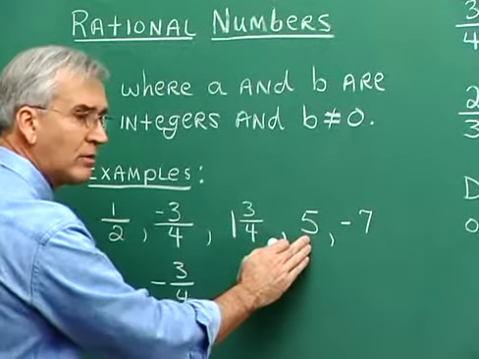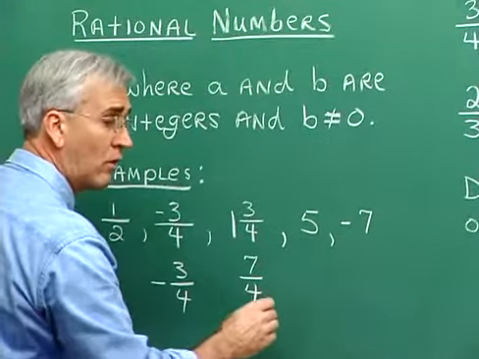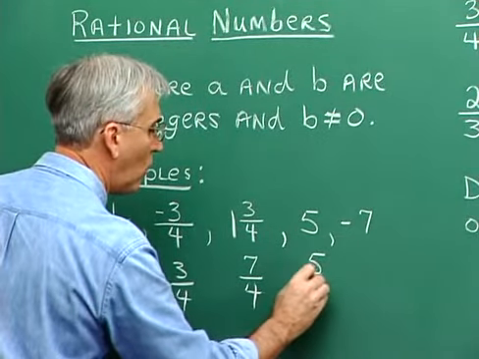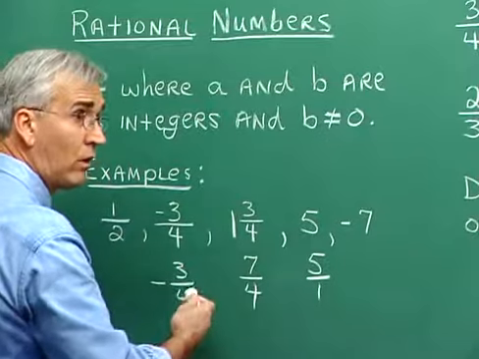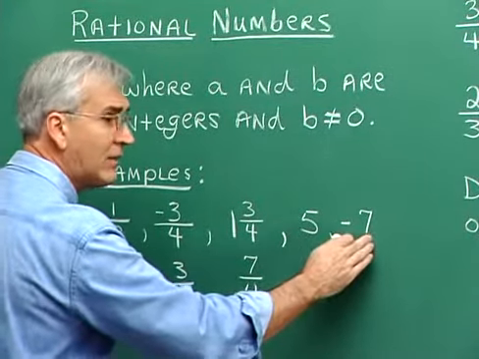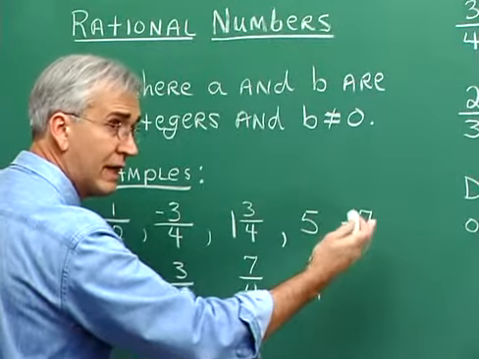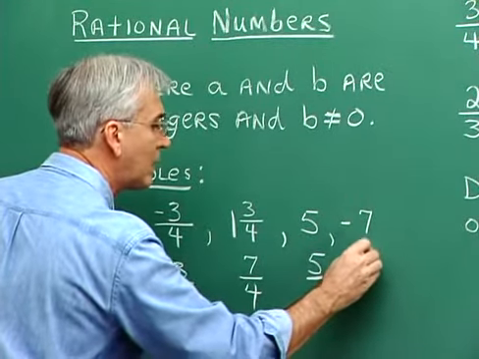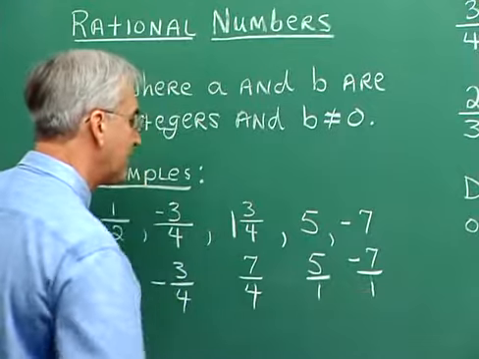Now, whole numbers like 5 can be put into that form as well. Just write the whole number over 1, you see, and it's in that form. And if it can be put into that form, it's a rational number. Same idea with -7. All integers then can be put into that form because we can write this as -7/1.